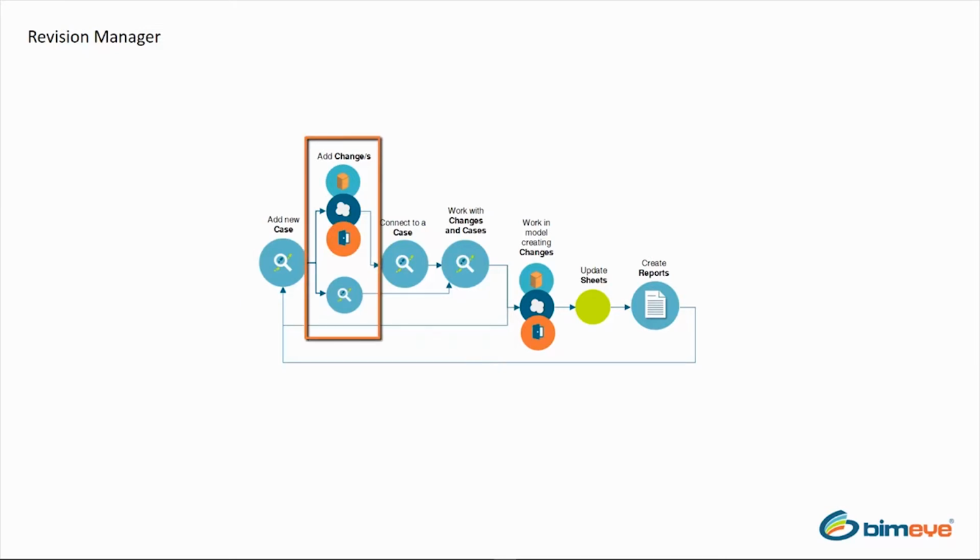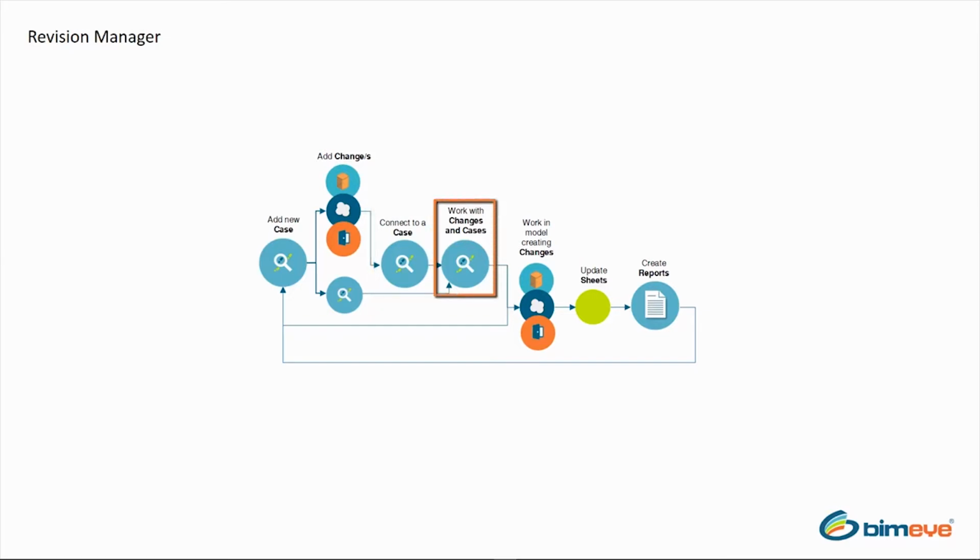A change can be a 3D cloud in Revit or a 2D cloud in Revit. It can also be an object that has been changed that I want to mark as a changed object, or a manual change that I make in BIMeye without a link to any model. When I have made my changes, I link them to a case, which allows me to keep track of which changes belong to which case.